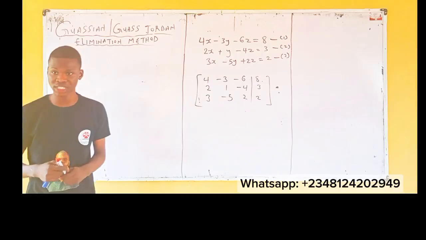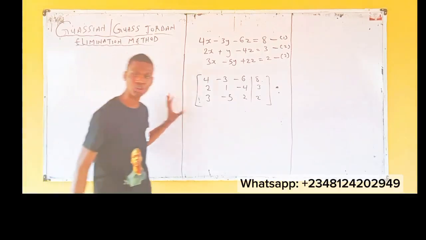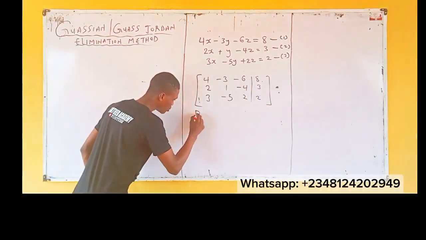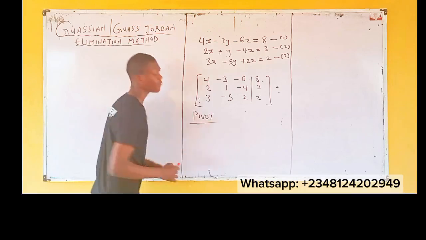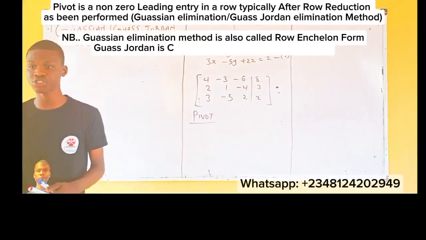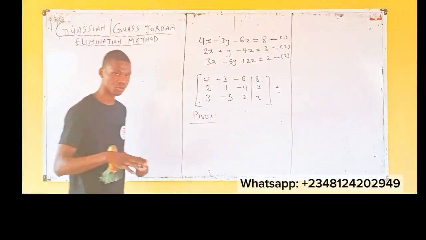But before solving, there's this particular term that is very important, and that's what we use throughout. It's called pivot. You can take note: pivot. By definition, what does pivot mean? It is a non-zero leading entry in a row.